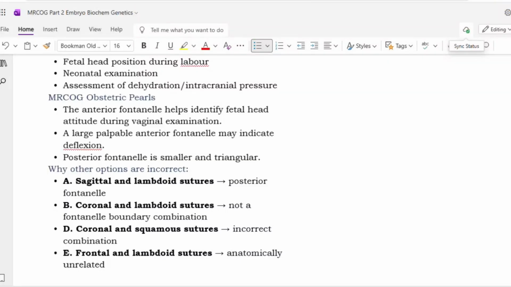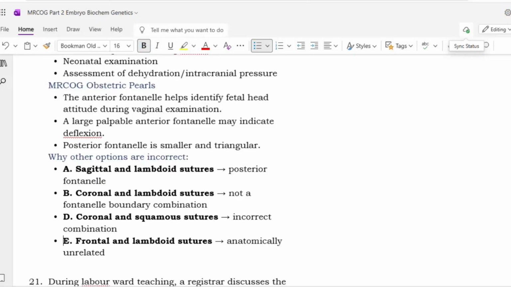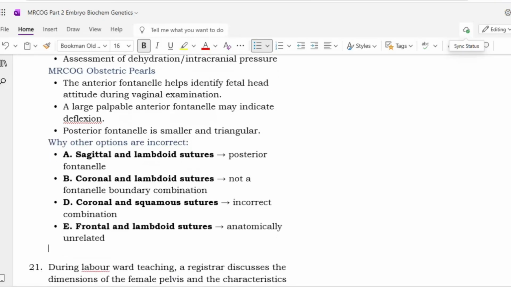Okay, why are the other options incorrect? Sagittal and lambdoid sutures form the posterior fontanelle. Coronal and lambdoid sutures, not a fontanelle boundary combination. Coronal and squamous suture, again an incorrect combination. Frontal and lambdoid suture cannot be anatomically related.